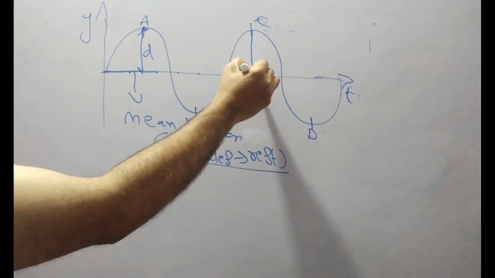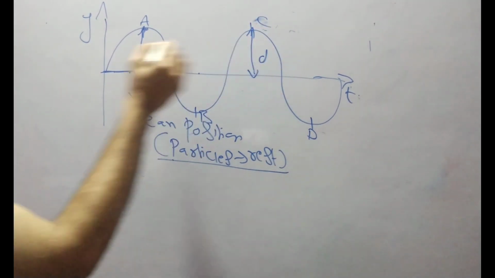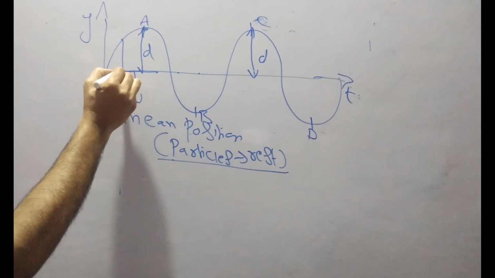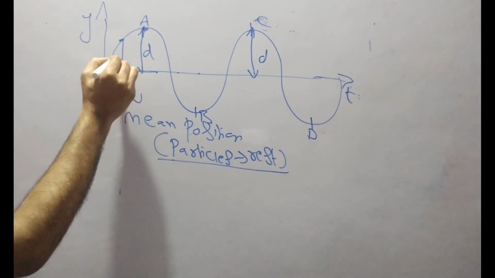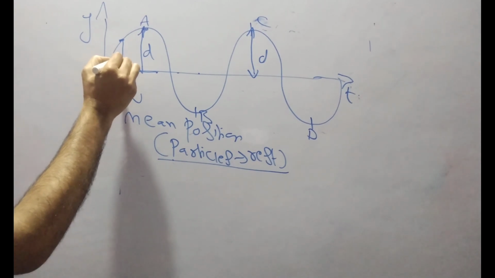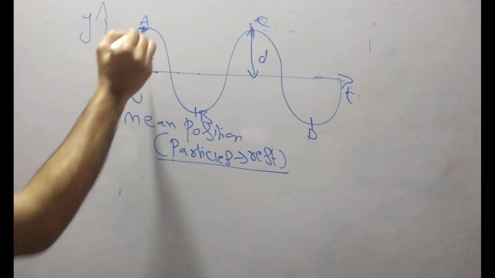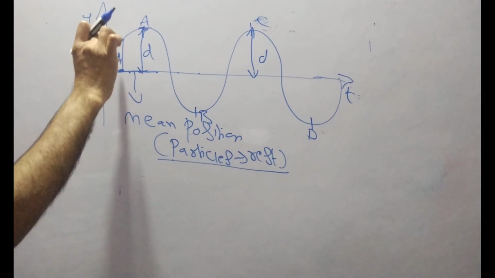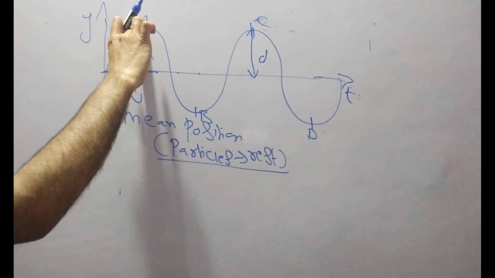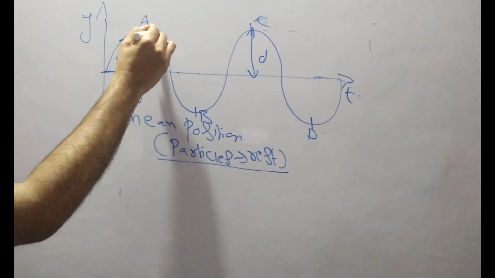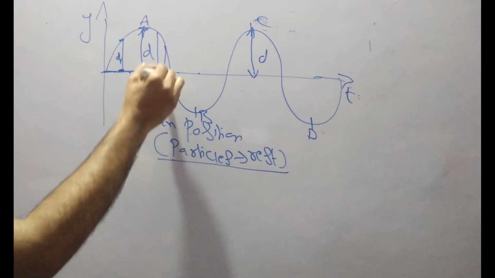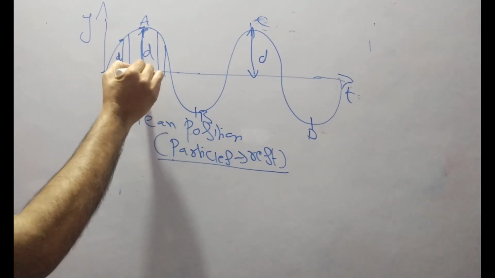This is D, the maximum distance from the mean position. If you take a point here, you can find the distance, this distance, right? This is D1, but this value is more when compared to this value. So you want the maximum distance, and this will be the maximum. If you take any point on the curve and find the D value, this will be the maximum.